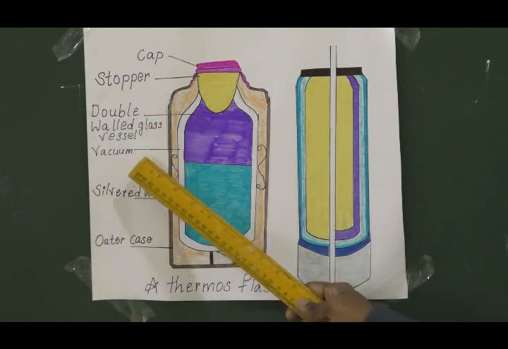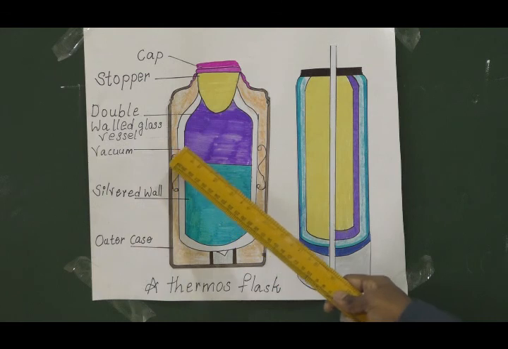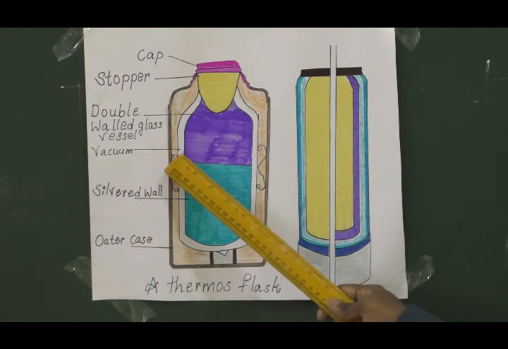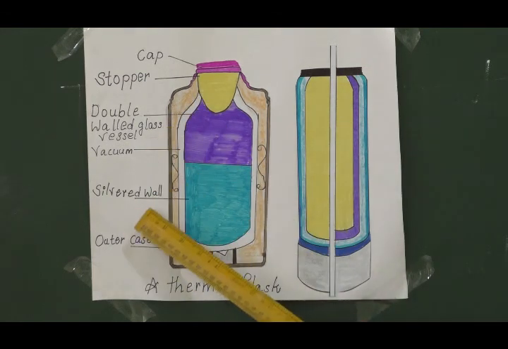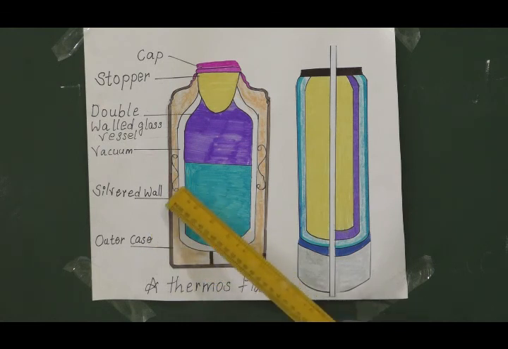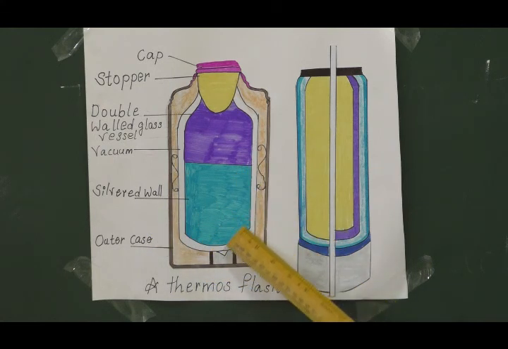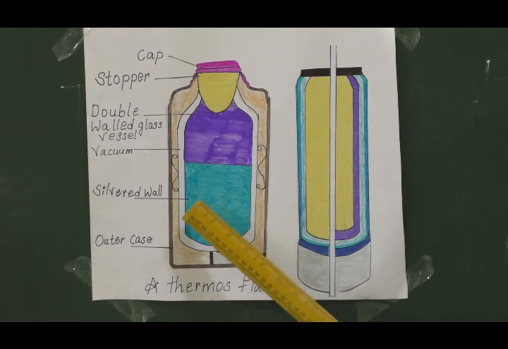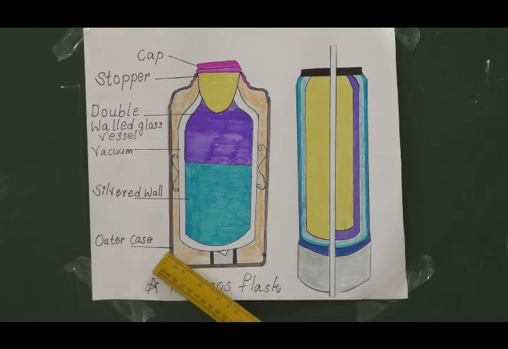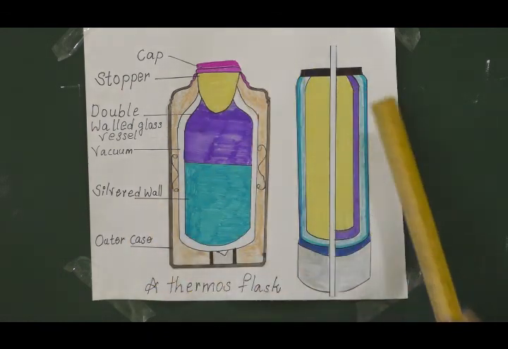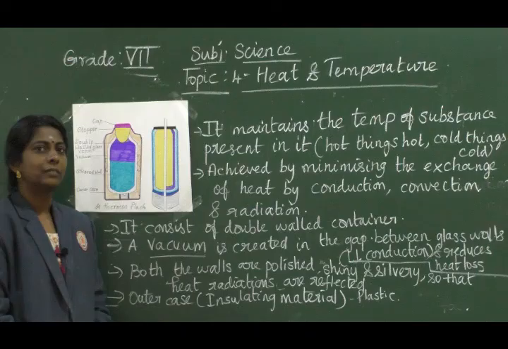And then you can see here a vacuum is created. Okay, it's observed here. Then down we can see a silvered wall, it is polished wall, so that the radiation effect will also get minimized. And you can see an outer case. So this is what about the picture of Thermos Flask.